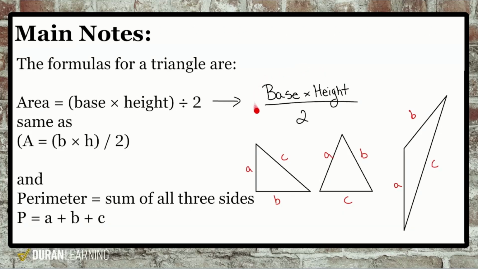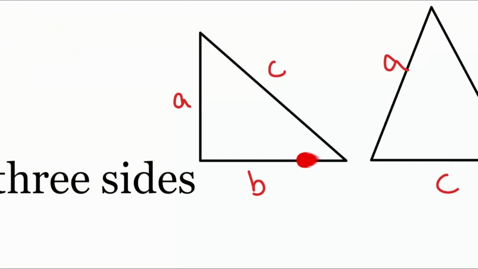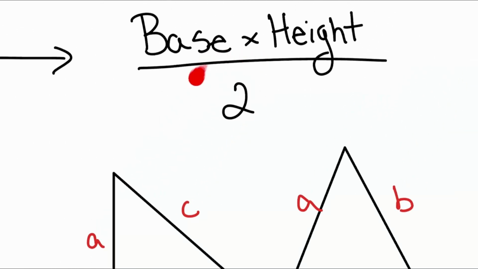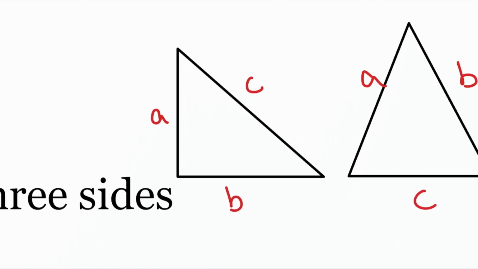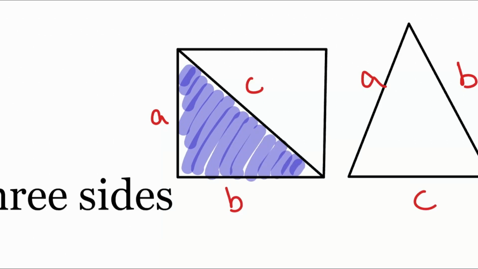So long story short, where this formula comes from is simply this. We take the base times the height, so let me zoom in over here, the base times the height, like that. But the reason that we see divided by 2 is because, my party people, a triangle is half of the space that a rectangle would take up. So that's why the formula for the area of a triangle is half of the base times the height.